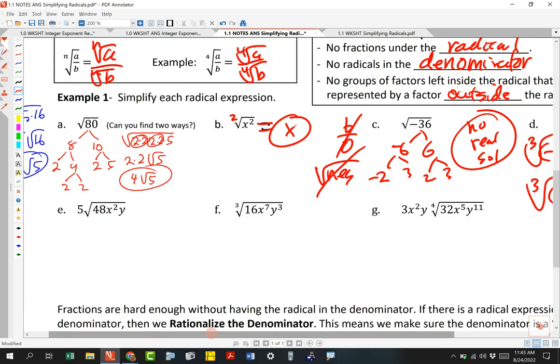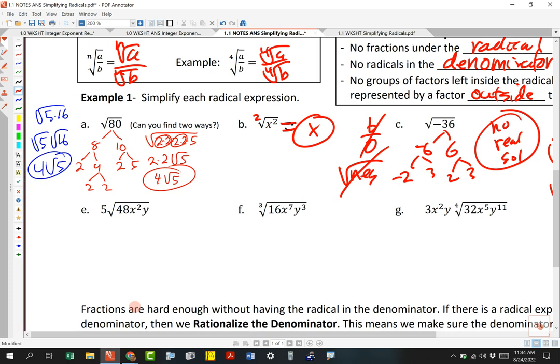Okay, take a look at this one right here. There's a 5 on the outside. Again, please note that this is a square root, so we're looking for pairs of factors. If I were doing this, I didn't do 80 on that top one for no reason. 5's on the outside. Stop and think about this. This is 16 times 3.